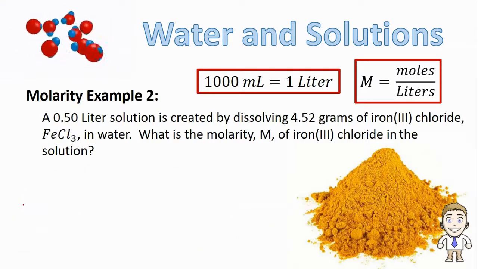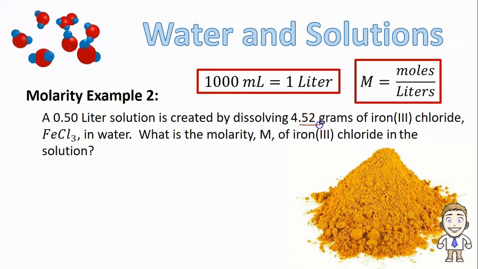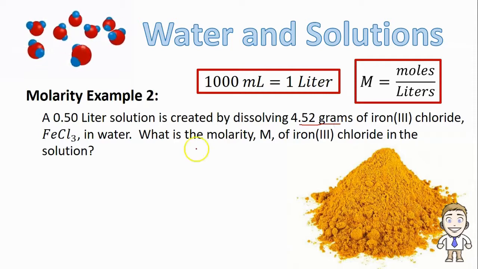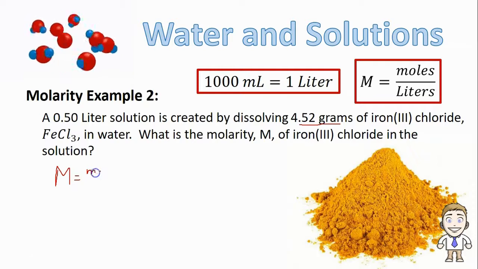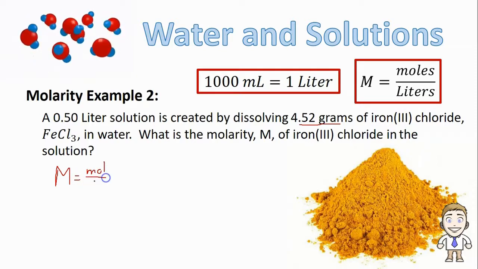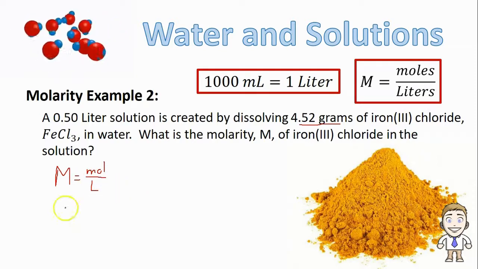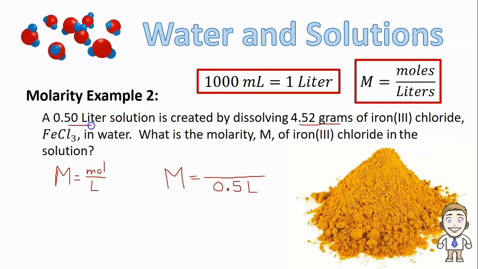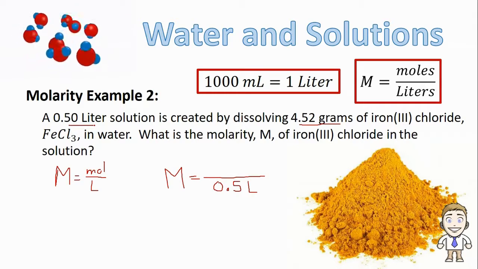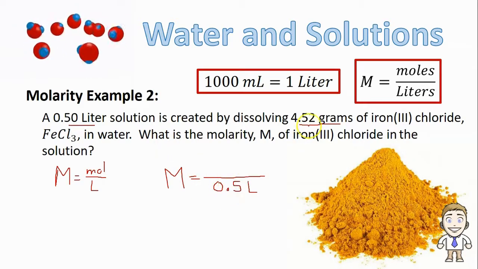Here's a different example describing a 0.5 liter solution created by dissolving 4.52 grams of iron 3 chloride. It's asking us to do the same thing as the last problem, solve for molarity, so I'm going to start off by writing my molarity formula, moles divided by liters. Now the easy part in this question is the volume, because it already gives me the units of volume in liters, so all I have to do is plug in 0.5.